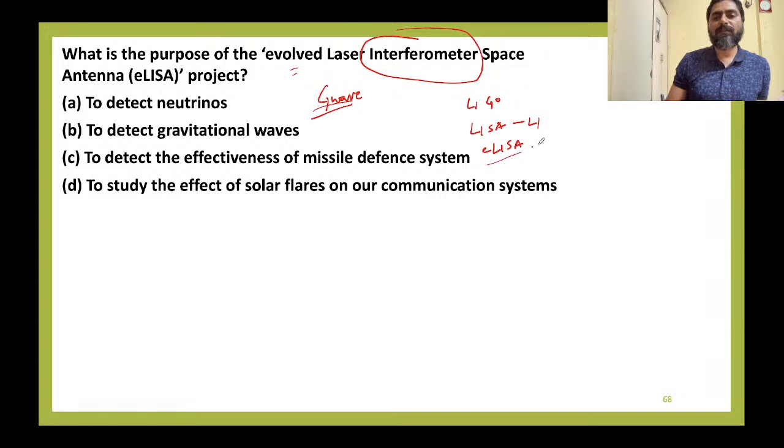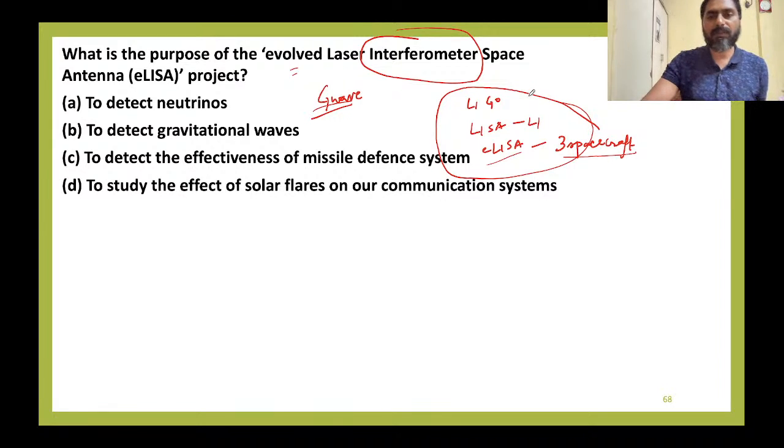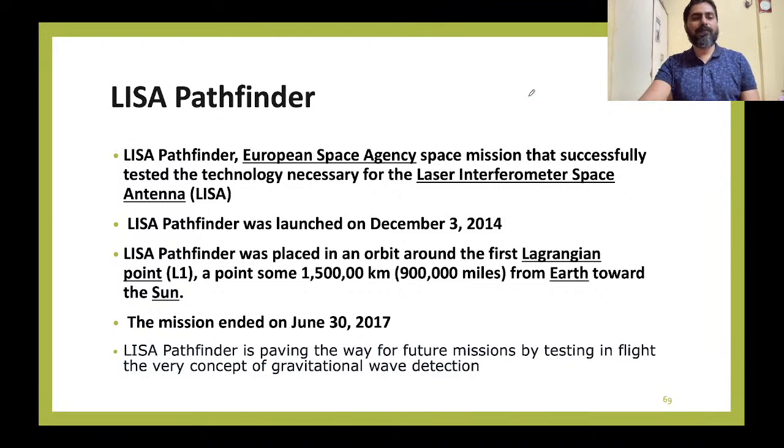So evolved LISA will be in space. It will be a combination of three spacecrafts. It is a future mission where we'll be sending three spacecrafts, and they'll form a triangular pattern, and they will detect the gravitational waves only. So that is the idea of this LISA.